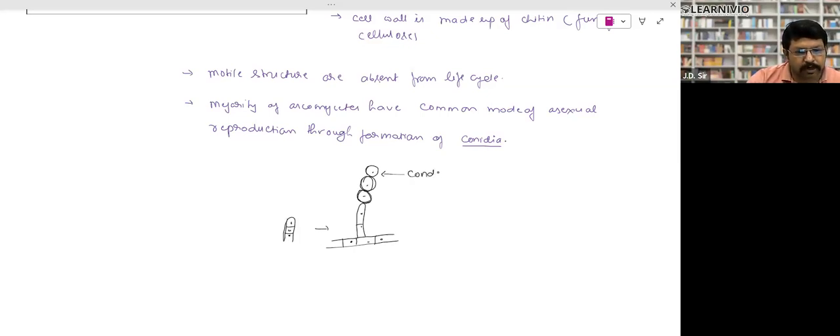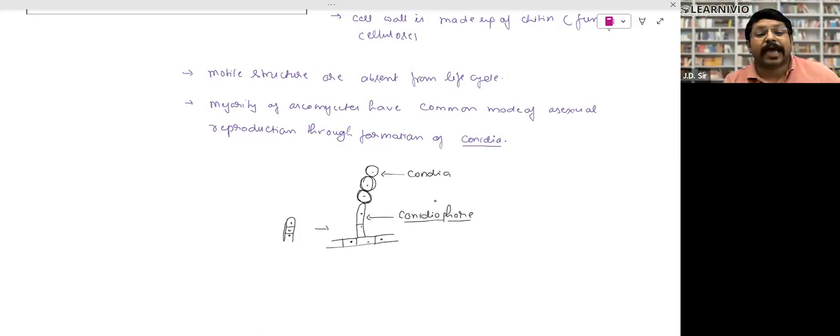The branch, the vertical hypha that bears the conidia, we call the conidiophore. Conidiophore technically means the branch which bears the conidia. Conidia are exogenous spores, which means they are produced externally, whereas endogenous spores are produced internally.